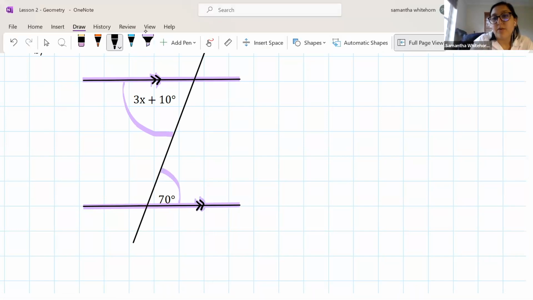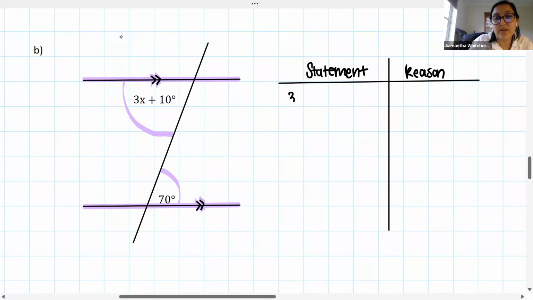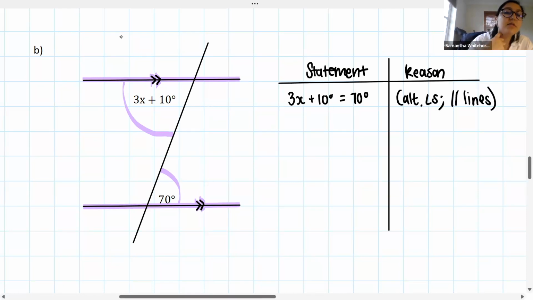Now grade 8s, remember, we know that alternate angles are equal to each other, so we can set up an equation here. Obviously, remember your statement and your reason. My statement is going to be exactly what I've just said, the fact that 3x plus 10 is equal to 70 degrees, and my reason, alt angles. Again, I don't have parallel lines labelled, so I just write parallel lines. That's absolutely fine if there's no labels. And then we can go and solve.